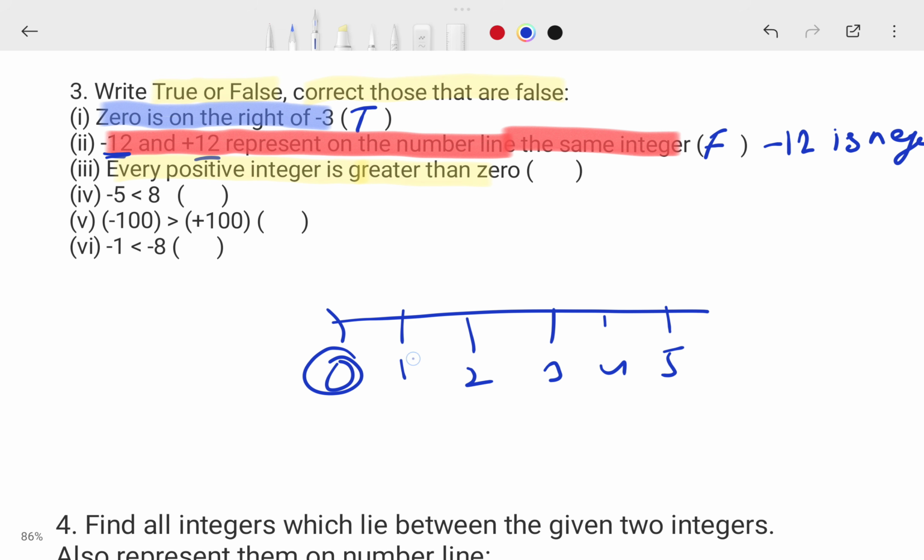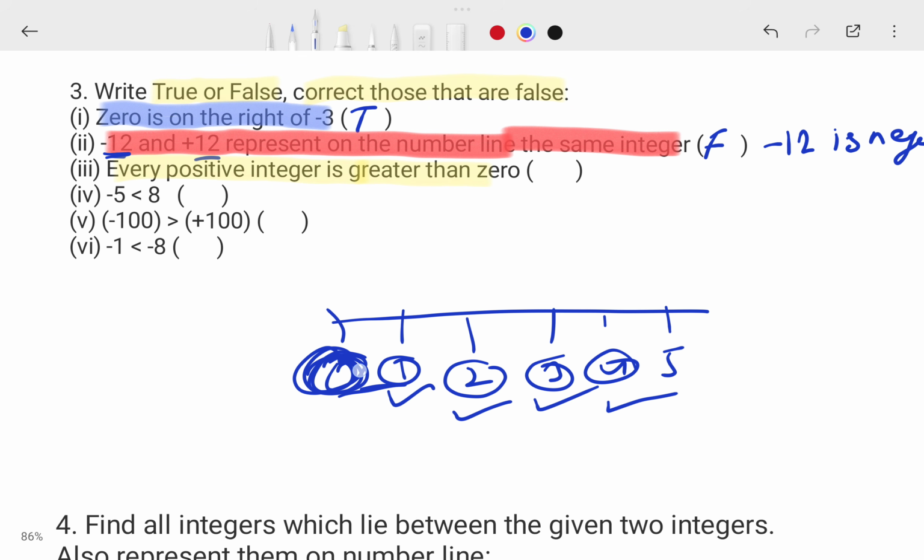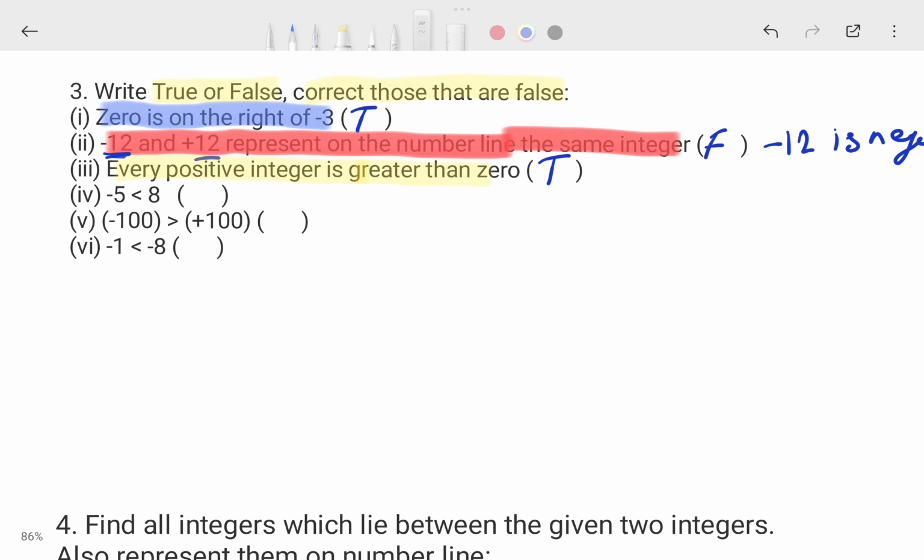Yes, this is 0 and this is 1. From 0 to 1, which is greater? 1 is greater. From 0 to 2, which is greater? 2 is greater. From 0 to 3, which is greater? 3 is greater. From 0 to 4, which is greater? 4 is greater. From 0 to 5, which is greater? 5 is greater. So this statement is true. This statement says that every positive integer is greater than 0. Yes, we already saw. So this is true.